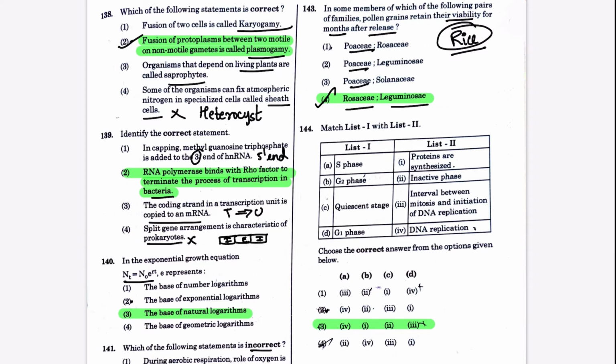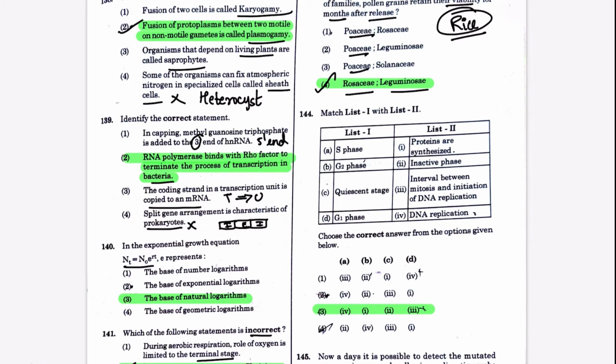Okay, right. So 144. Again you need to match list 1 and 2. We know S phase is DNA replication. Very easy, right? So A is 4. In G2, proteins are synthesized. What kind of proteins? The proteins necessary for mitosis or meiosis to take place will be synthesized in G2. The quiescent stage is an inactive phase. And G1 phase is the interval between mitosis and initiation of DNA replication. Before G1 there would be the end of mitosis, and after G1 comes S phase. So obviously D must be 3. So option 3 would be right.